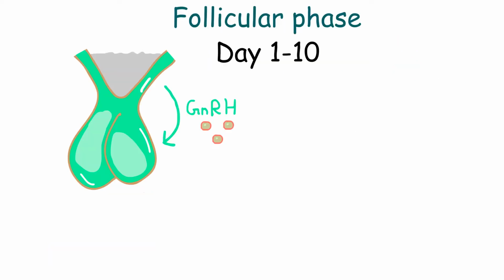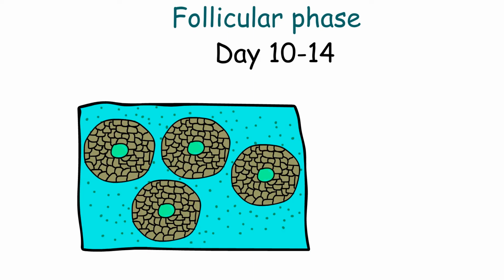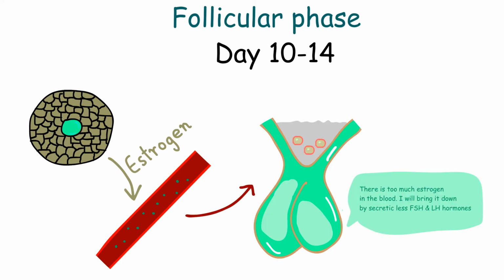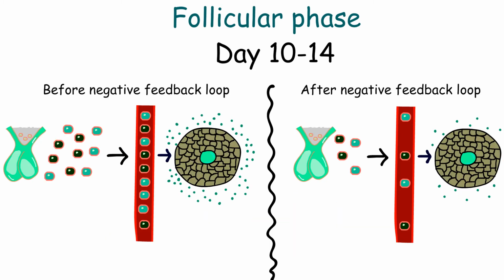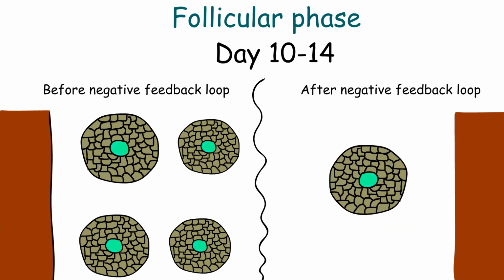All of this happened during the first 10 days. In the next 4 days, which is from day 10 to 14, the follicles grow and continue to produce estrogen, and estrogen levels in the blood continue to rise. At one point, this acts as a stimulus for a negative feedback mechanism. The increase in estrogen levels acts as a stimulus to the pituitary gland, asking it to produce less FSH and LH hormones. Till this stage, many follicles in the ovaries were developing, but once the levels of FSH and LH in the blood reduce, most of the follicles stop growing and slowly die.